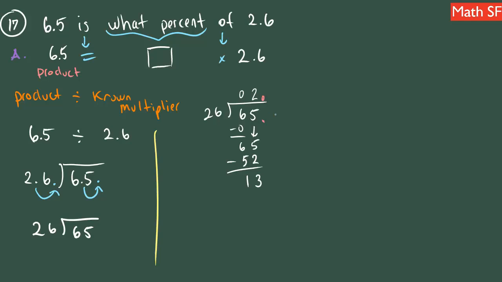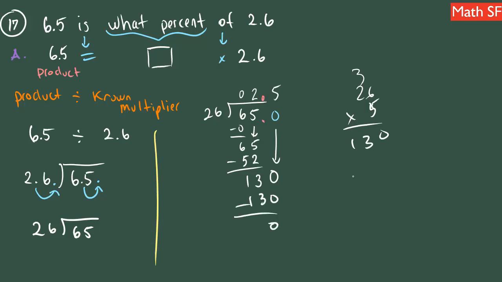Bring as many zeros as you're going to need, and you think you're going to need one 0 here. So therefore, 130, how many times will that go? Let's see on the side. 26 times 5, 130. Oh yes, wonderful. So that's going to be 130. Therefore, your missing number there should be 2.5. However, this needs to be a percent.